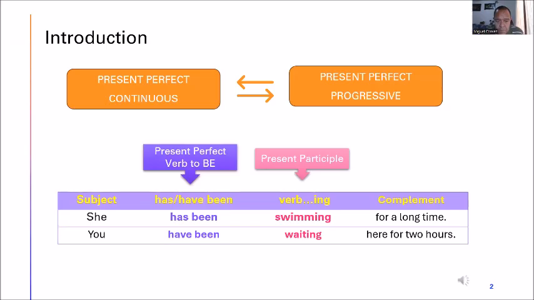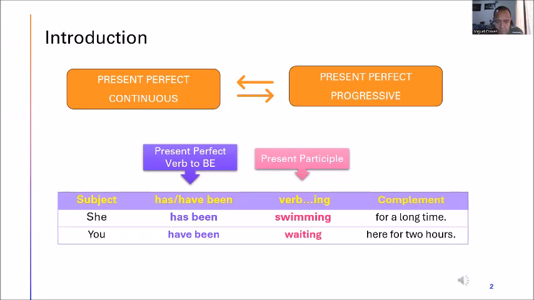The present perfect continuous, also called present perfect progressive, is a verb tense which is used to show that an action started in the past and has continued up to the present moment. The present perfect continuous usually emphasizes duration, or the amount of time that an action has been taking place.